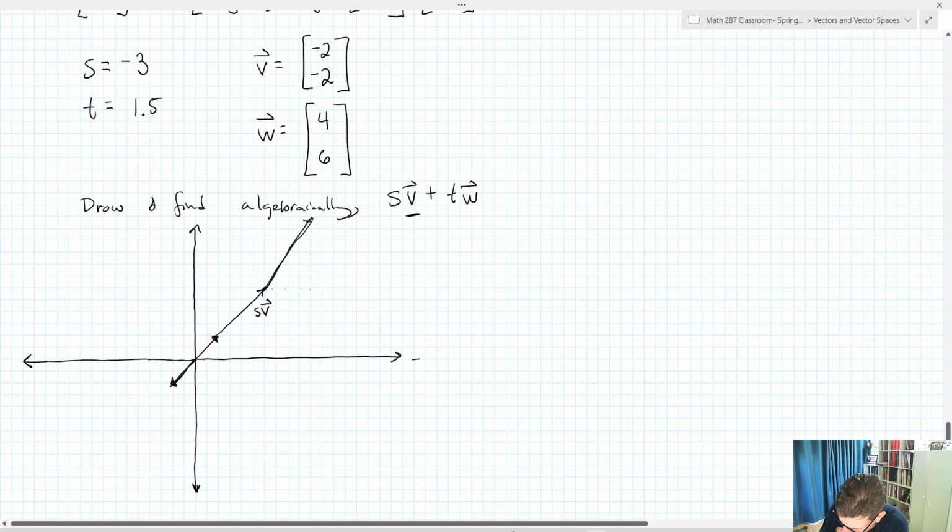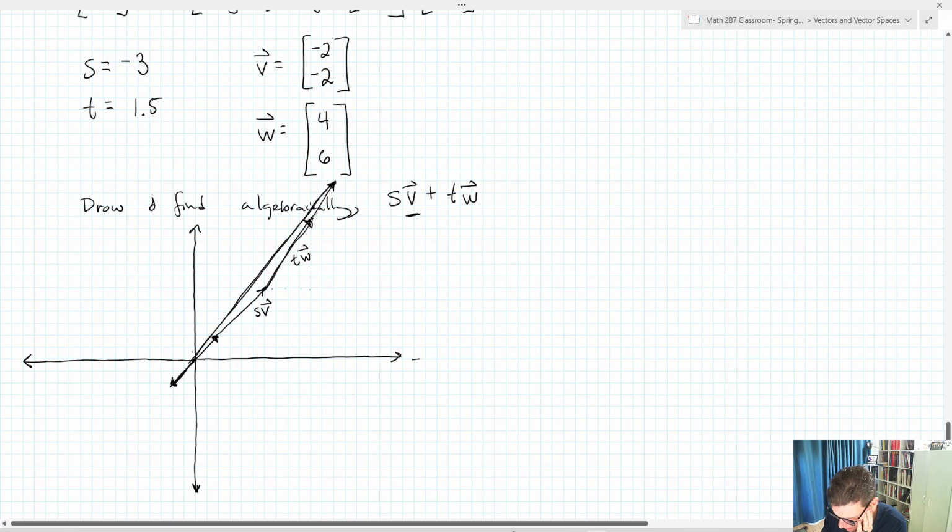I'm stretching way beyond, but what we're basically going to do is just take another half, because we're going to go up 1.5. And so this whole thing here is TW. And my resulting vector is this vector right here.